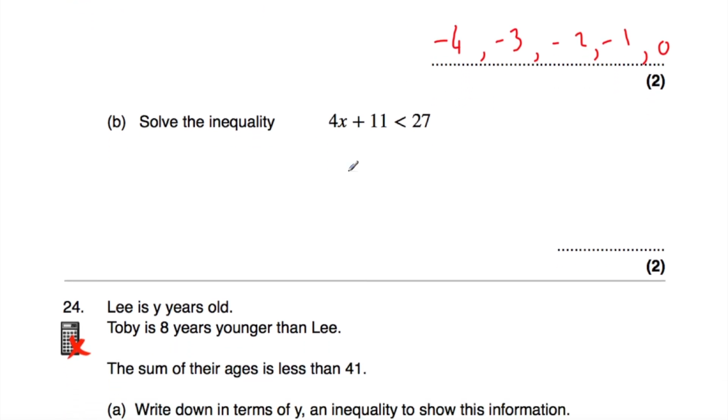Part B, we've been asked to solve this inequality. 4x plus 11 is less than 27. So let's take away 11 from both sides of the inequality. So on the left-hand side, we'll be left with 4x. And on the right-hand side, we've got 27 take away 11, that'll be 16. And then we just need to divide by 4 and divide by 4. And 4x divided by 4 is just x, and that's going to be less than 16 divided by 4, which is 4. So x is less than 4, and that's it.